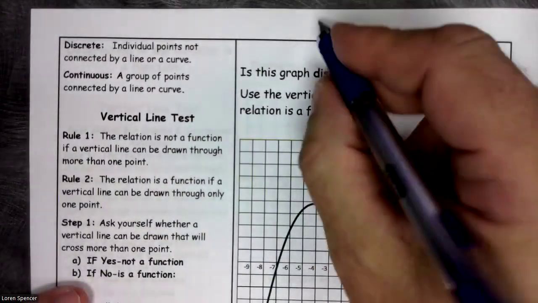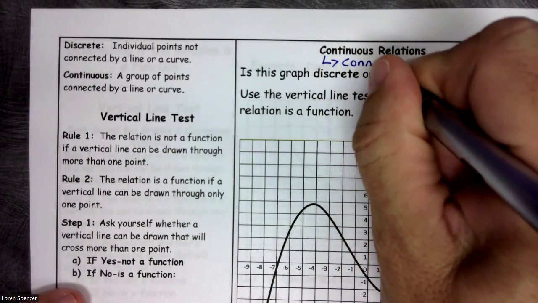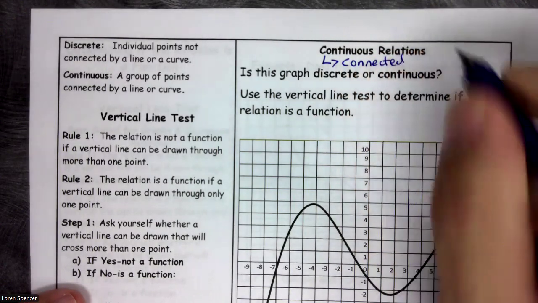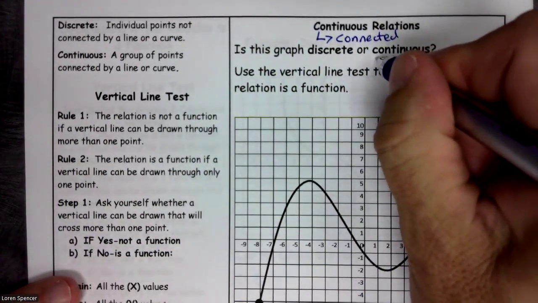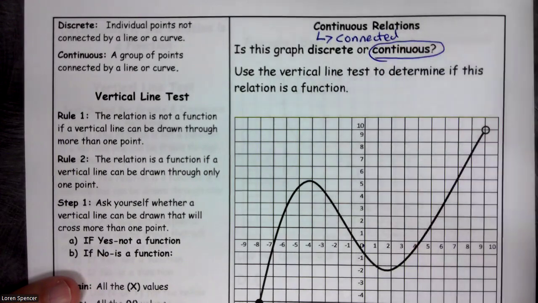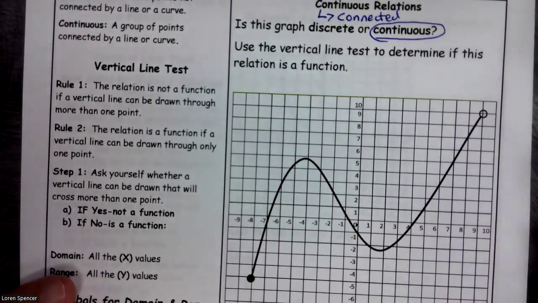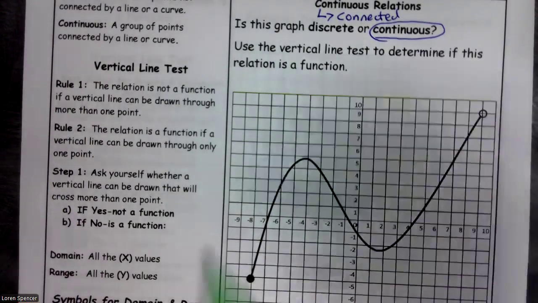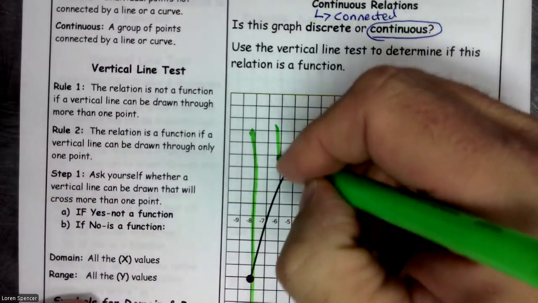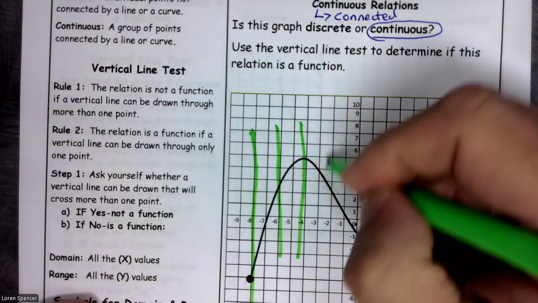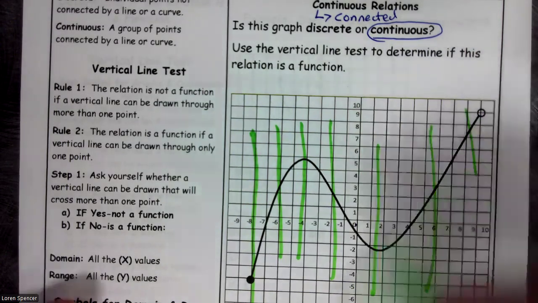When we see the word continuous, that's connected. All right. So is the graph below discrete or continuous? It's connected together, so it is continuous. All right. Use a vertical line test to determine if this relation is a function. Well, anywhere I draw a line, how many points am I hitting? I hit it once. I hit it once. I hit it once. Anywhere I'm drawing, I'm only hitting it once.